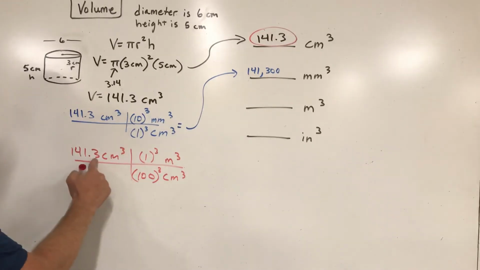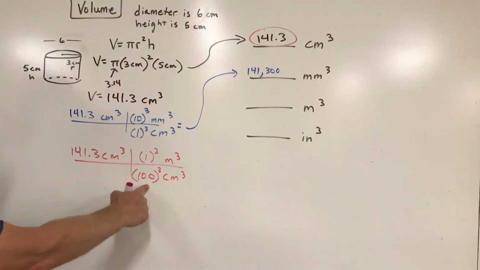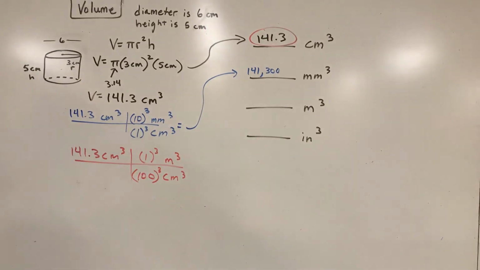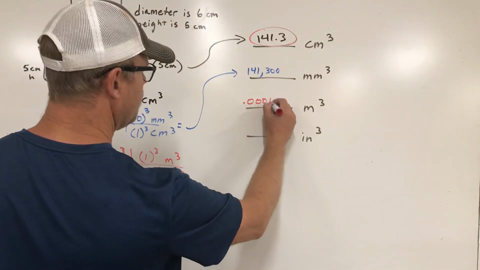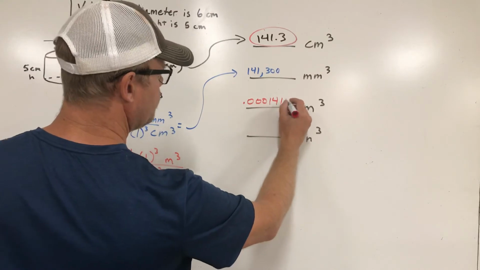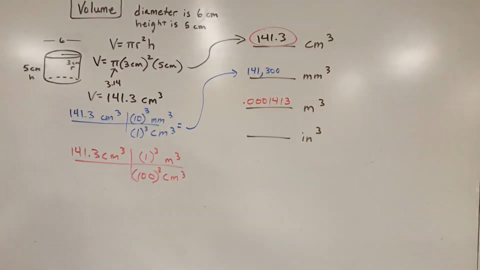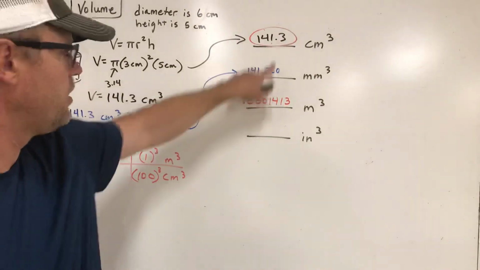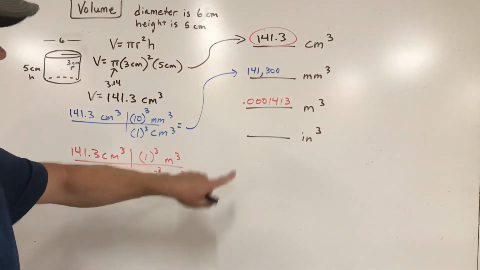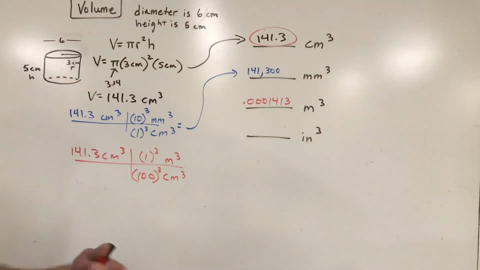Okay, so this is going to change a lot. This is 141.3 divided by 1,000,000, and that's going to move that decimal a whole bunch and end up with a really tiny value. I get 0.0001413. Now that's cubic meters. And look at how much that changed. Okay, did I just move the decimal from here to here? Yes, I did. However, I've got to be careful that I know how far I'm moving it. Okay, it's not the same as linear units.